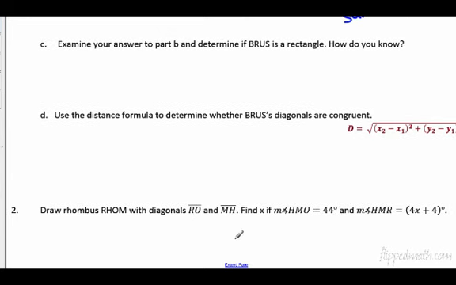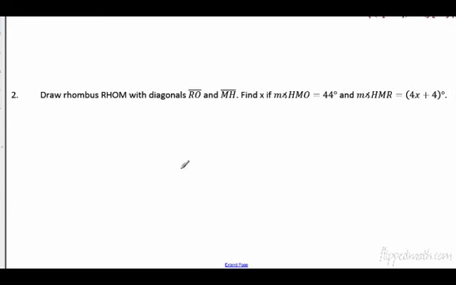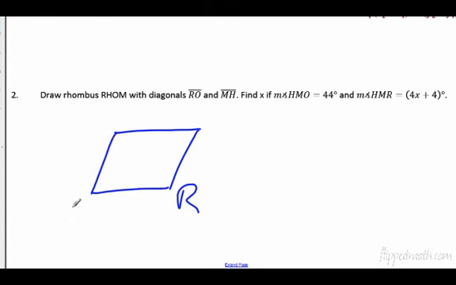All right, number 2 here. Draw rhombus ROM with diagonals. Hold on a second. Remember, you got to go around in order. So let me draw a rhombus. Let me see. Try to think. I know what I'm doing here. So R, H, O, M. Okay, you can start anywhere, but you got to go around the circle. All right, with diagonals RO and MH. Oh, I was doing so well to that one.